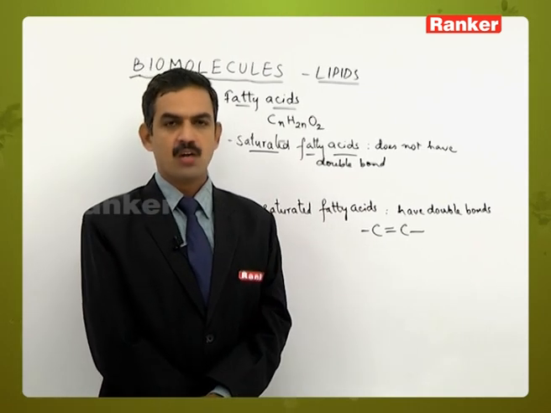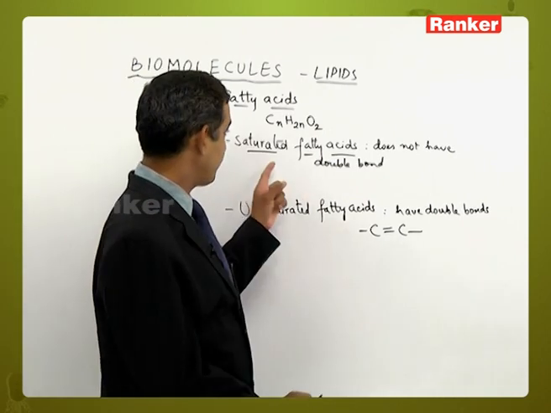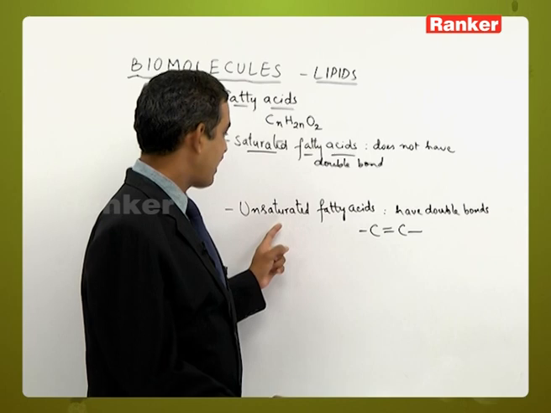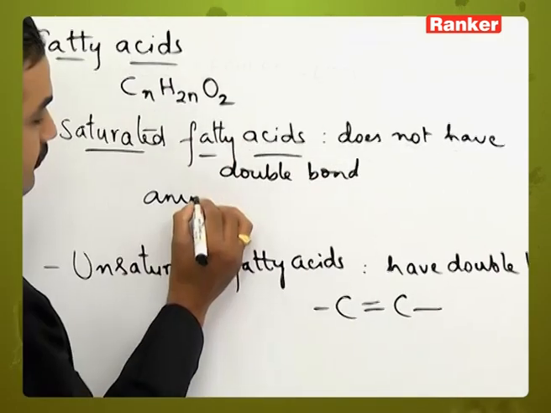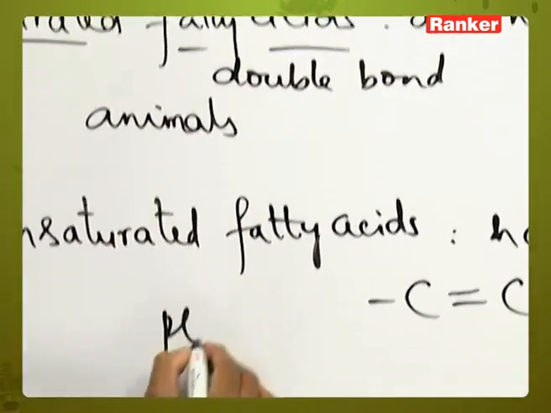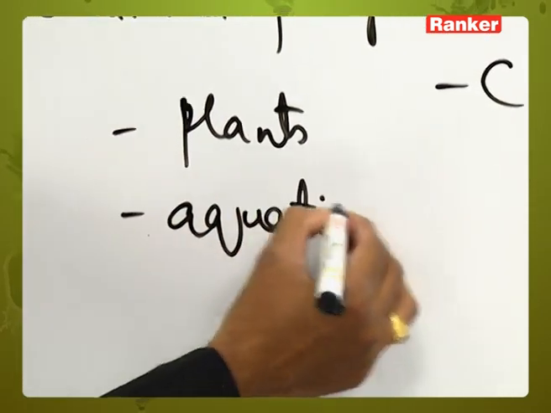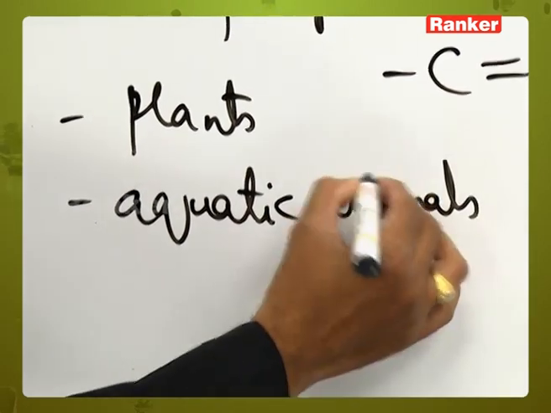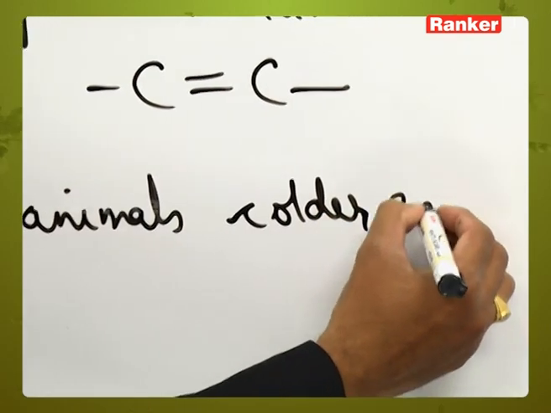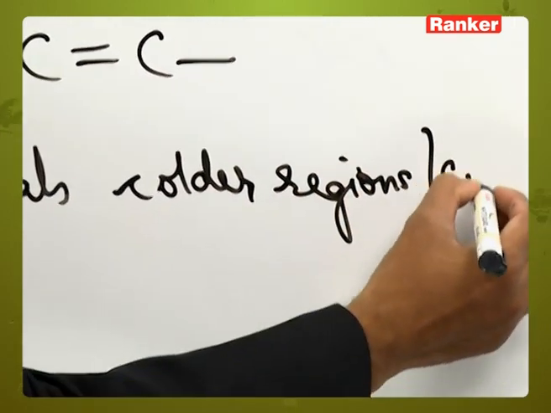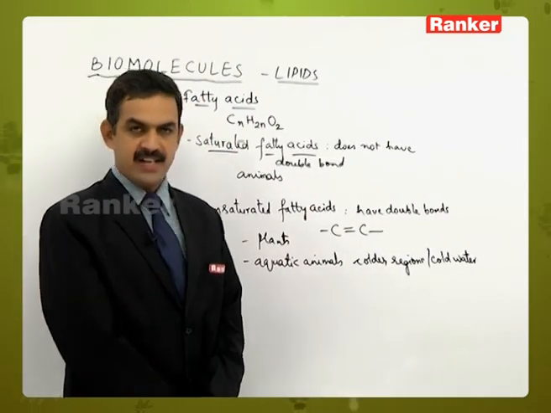These are present both in plants and in animals. But the majority of the saturated ones are present in animals, and the majority of the unsaturated ones are present in plants. These unsaturated ones are present mostly in plants, and they are present in aquatic animals also, the aquatic animals which live in colder regions or cold water. So this type of variation can be seen.